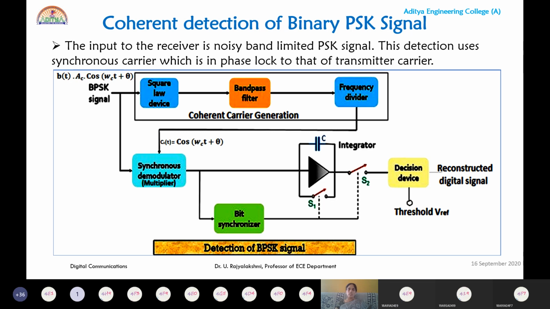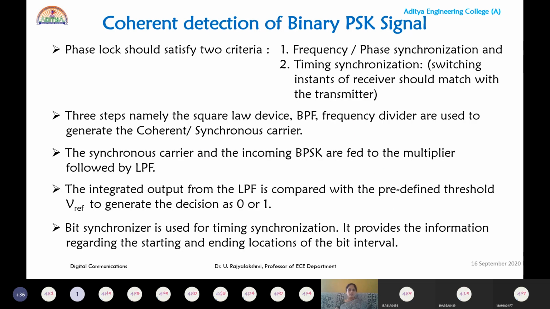Yes, ma'am. Okay, thank you. Let us move to the next slide so that you can see the mathematical analysis of this circuit and the theoretical part. So already I told you that the synchronous carrier should undergo phase lock with the transmitter carrier.